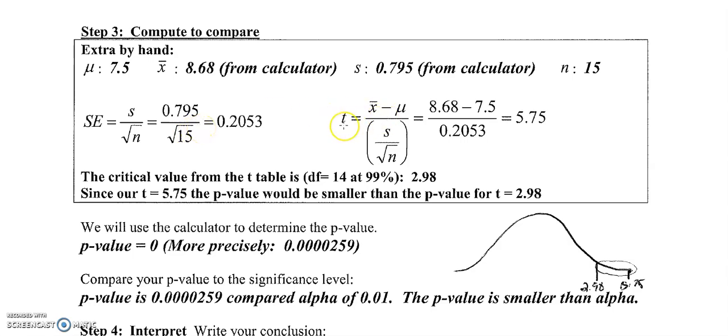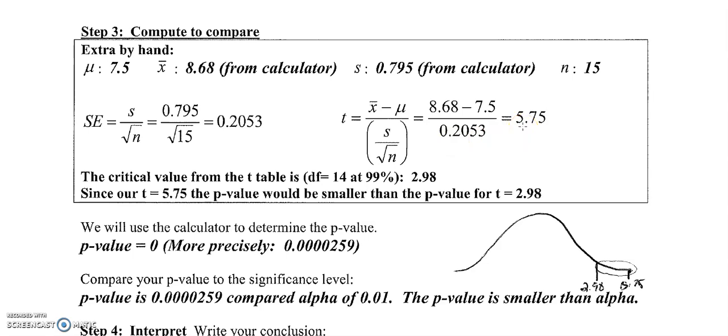0.2053. Now we can find our test statistic, our t, which is X bar minus mu divided by your SE. So it's 8.68 minus 7.5 divided by 0.2053, which gives us a test statistic of 5.75.